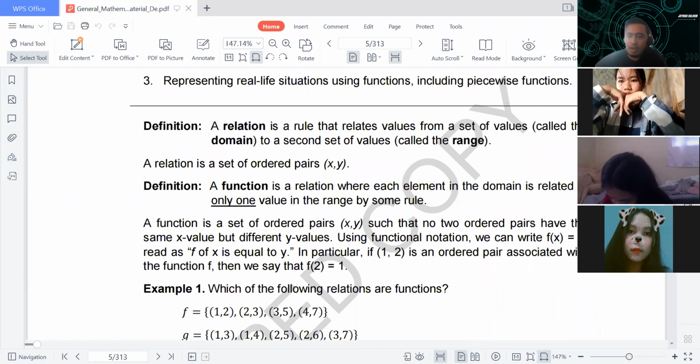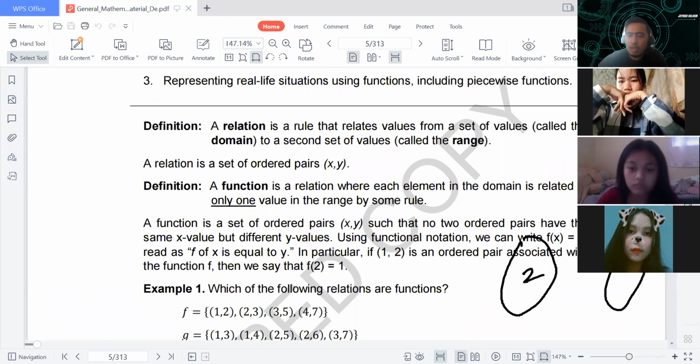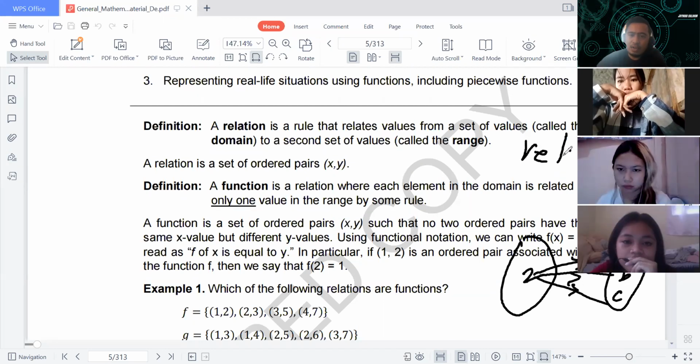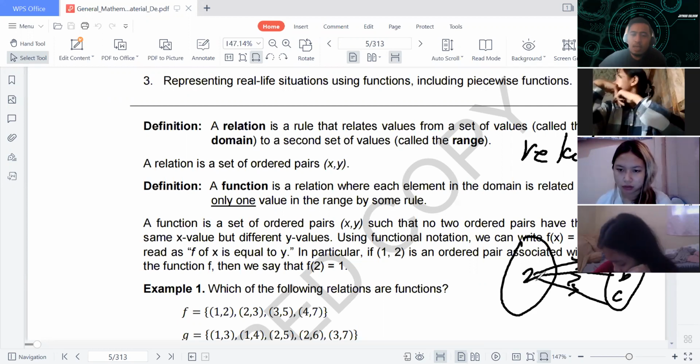Okay, I will have another one. Say for example, I have here 2 and I assign it to A, B, and C. Is it a relation? Yes, this is a relation because we assigned elements, right? Is it a function? No, this is not a function. There is no problem with the first condition, right?